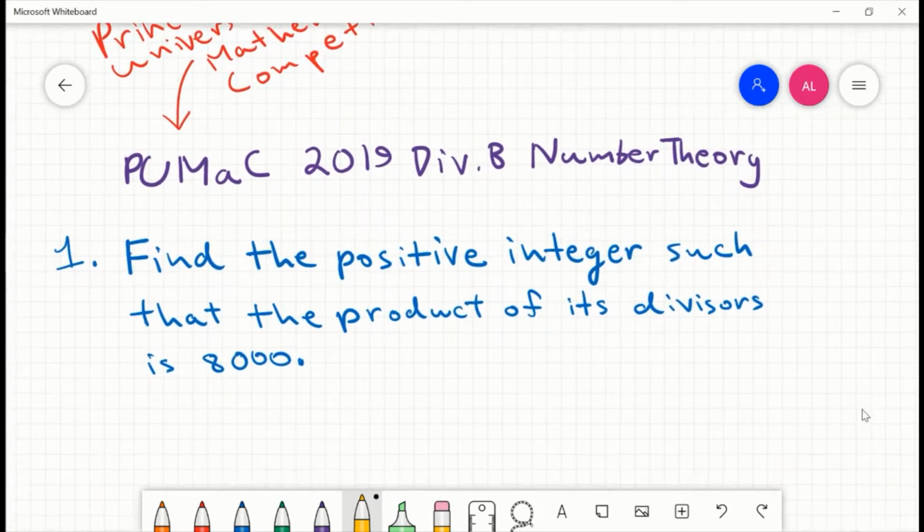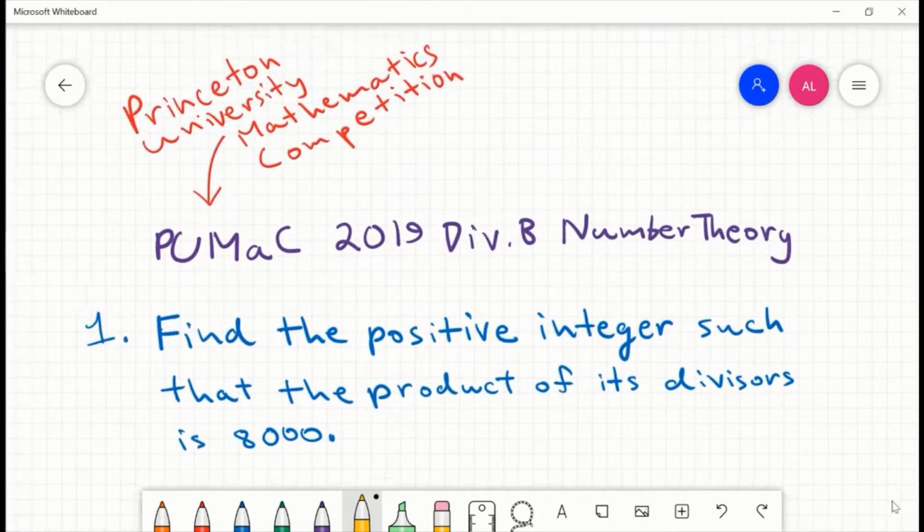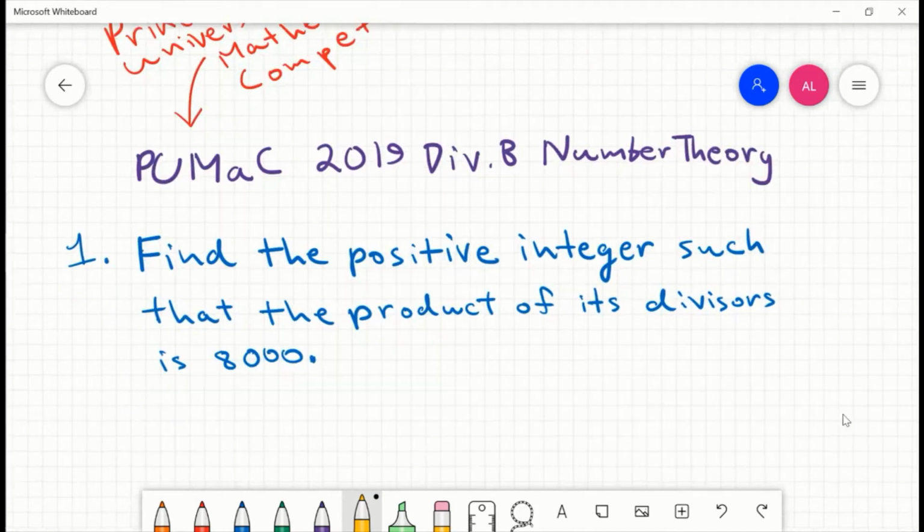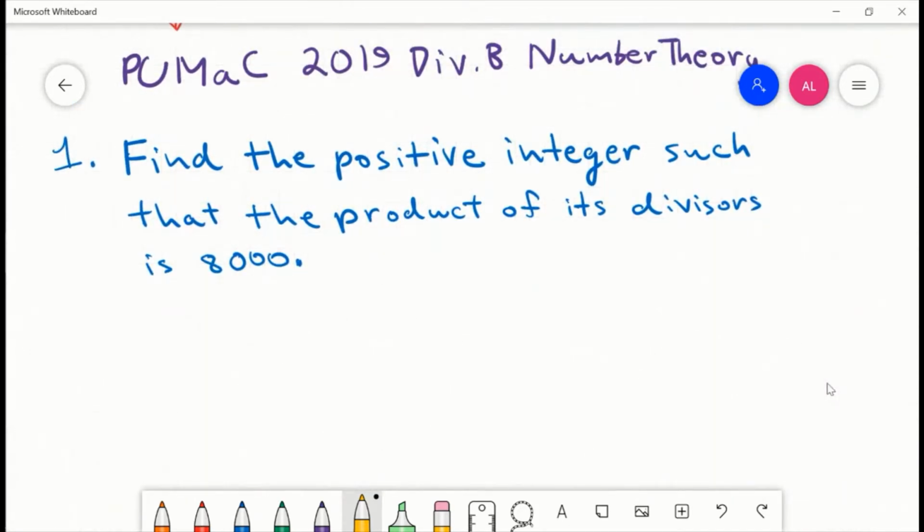So usually the first basic intuitive approach that you might have if you aren't acquainted with any divisor relation formulas is to guess and check the first 100 integers and see one whose divisors do multiply to 8,000. But we don't really learn anything from that, and this isn't a timed test or anything like that. So what we're going to do here is derive a formula for the product of the divisors of a positive integer n. And then we're going to set that formula equal to 8,000 and solve.